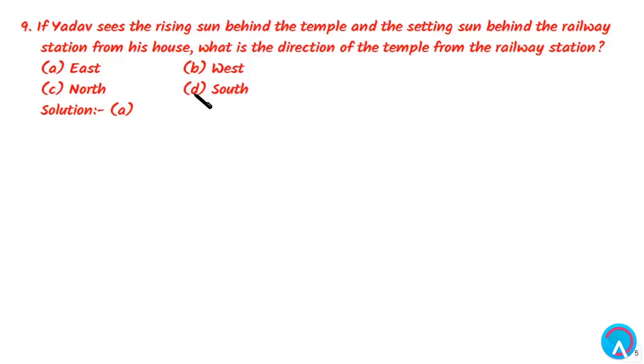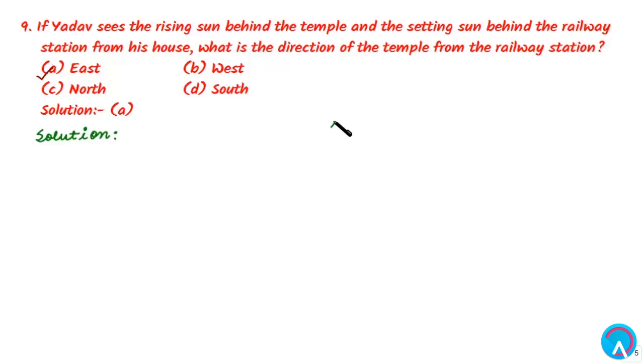Let's do question number 9. If Yadav sees the rising sun behind the temple and setting sun behind the railway station from his house, what is the direction of the temple from the railway station? These are the options, and the correct option here is option A, that is east. Let's see how we arrive at the correct option.